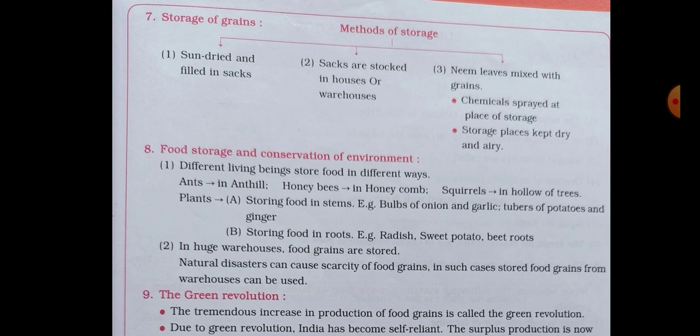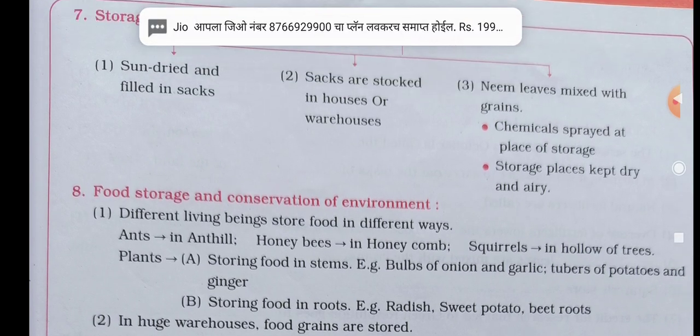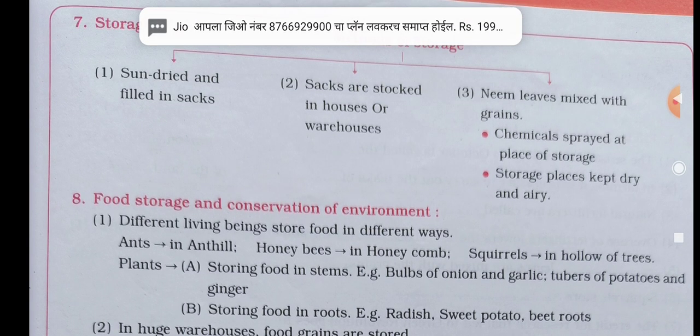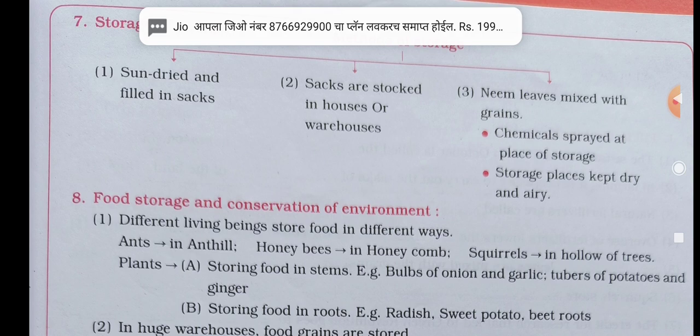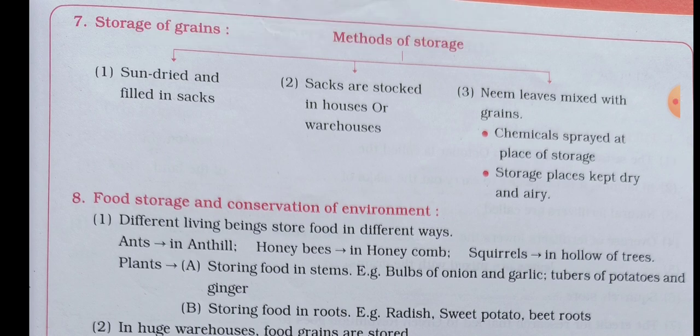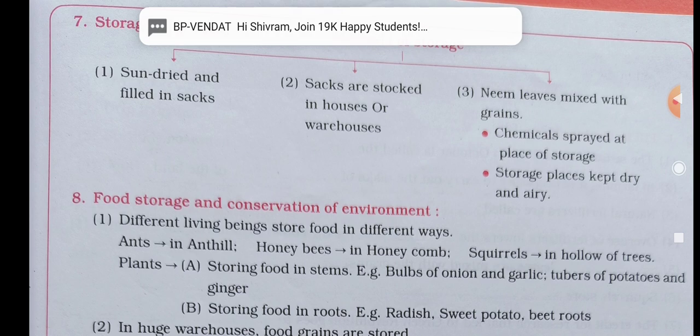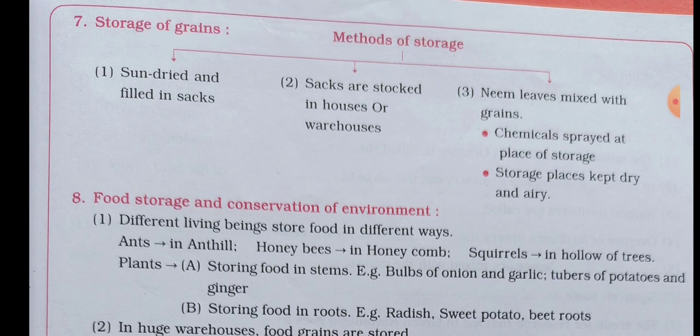You know that when the harvesting process is complete, the farmer brings the food grains, whatever he produces, from the farm to the house. And how does he store the food grains? There are different ways of storing the food grains. First, they are sun dried and filled in sacks. Actually the food grains are dried, and after that filled in the sacks. And the sacks are stocked in houses or warehouses.